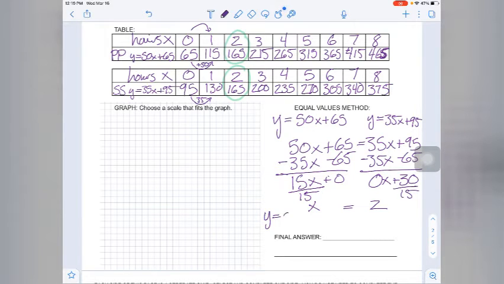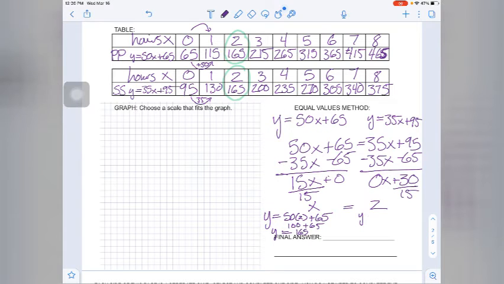So to show that, I'm going to take my rule and rewrite it, but instead of x, I'm just going to write 2. So it's this rule, but with 2 for x. And then 50 times 2 is 100 plus 65. 100 plus 65 is 165. So when x is 2, y is 165. So when 2 hours passes, the cost is 165.